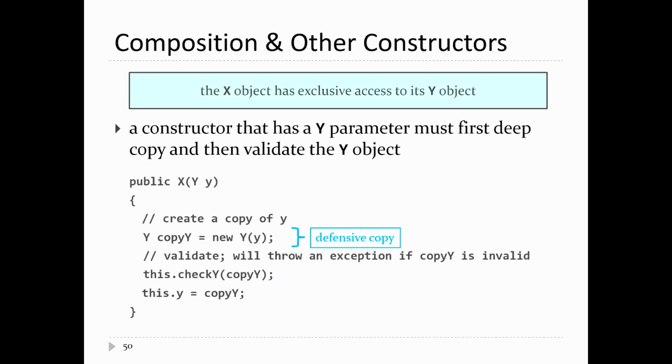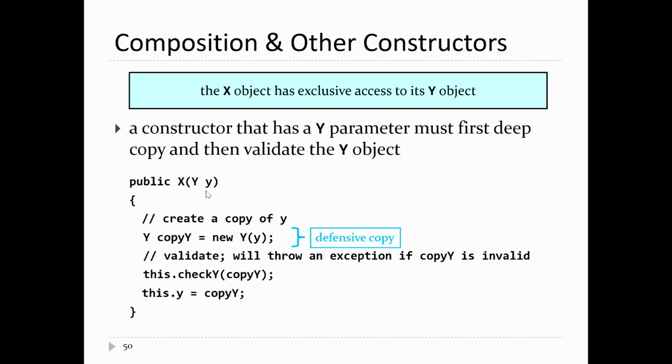Now what about a constructor that takes in a Y object? Here we've got a constructor, and one of its inputs is a Y object. I can't just write this Y equals Y, because if I do that, you're now sharing your internal reference with somebody else. What you have to do, the very first thing, is make a copy of that Y object. You make a copy of the incoming Y.